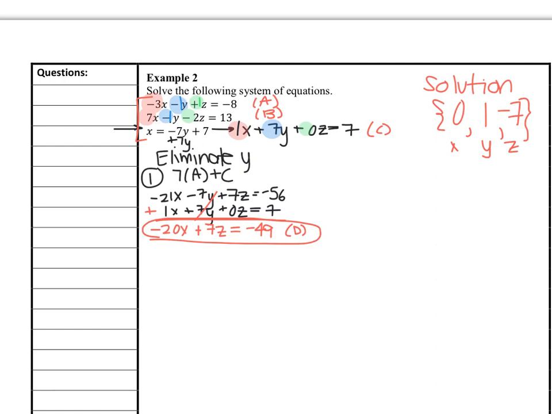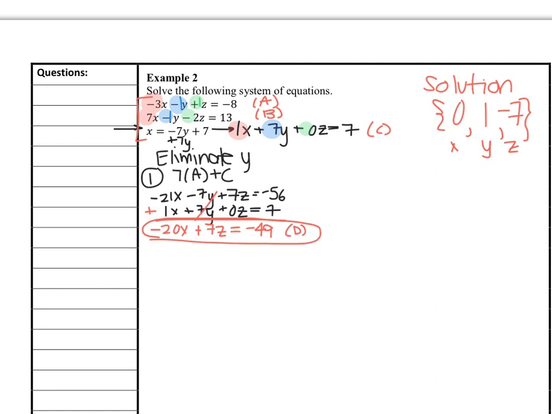I want to reiterate the fact that I could have started by eliminating z's, or I could have eliminated x's first, right? So you can eliminate whatever variable you choose to, and so your whole work here could be very different from mine. However, you want to choose the easiest variable to eliminate just to make your life easier, and that for me is this y in this case.